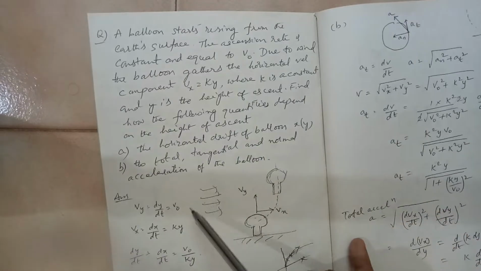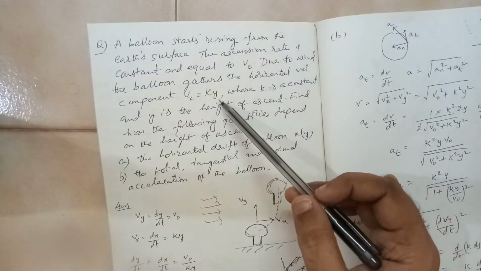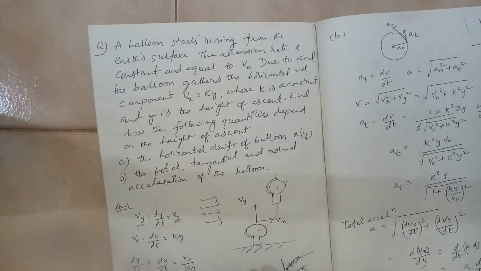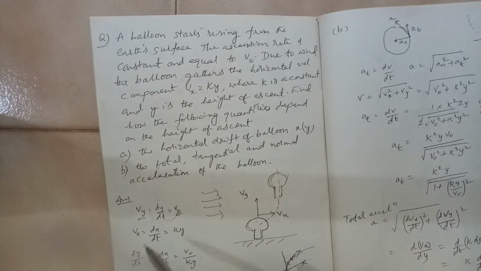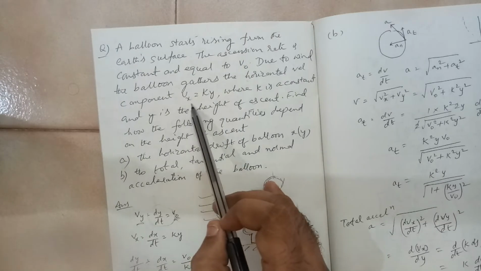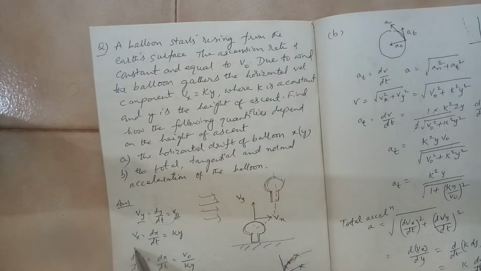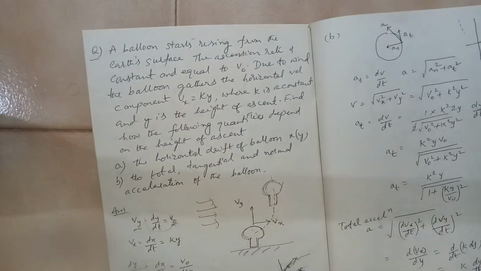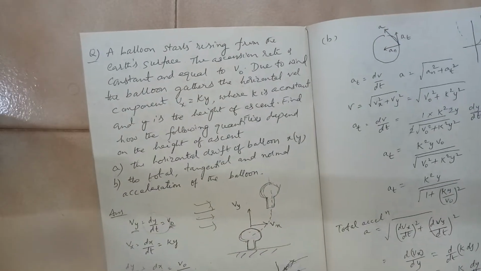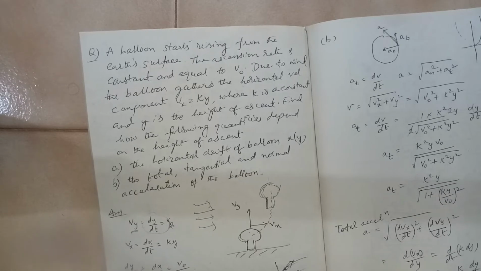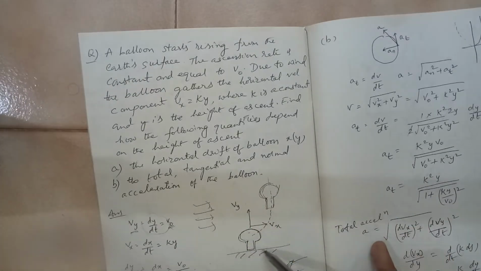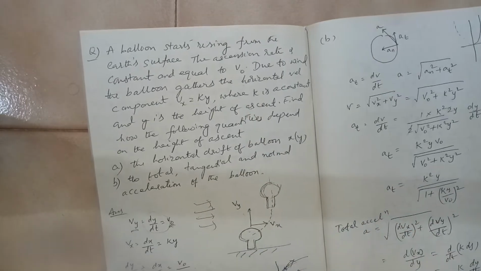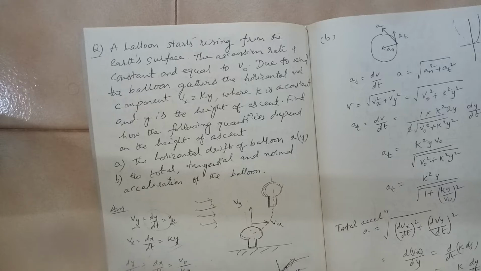The given information is the y direction velocity, Vy is equal to V0, which is dy by dt, and the horizontal component is also provided. Vx is equal to k multiplied by y. In terms of y, he is giving you the horizontal velocity, where k is a constant and y is the vertical height of the balloon from the ground. So dx by dt is equal to ky.